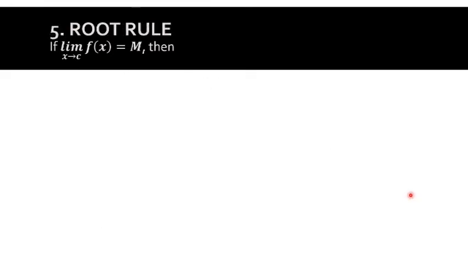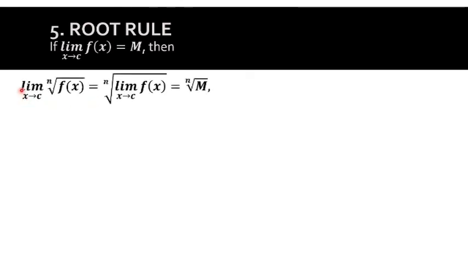Number 5, root rule. So given the limit of the function f of x is equal to m, the limit of the nth root of a function as x approaches c is equal to the nth root of the limit of the function as x approaches c, provided that it is a real number and the index of the root is a positive integer.